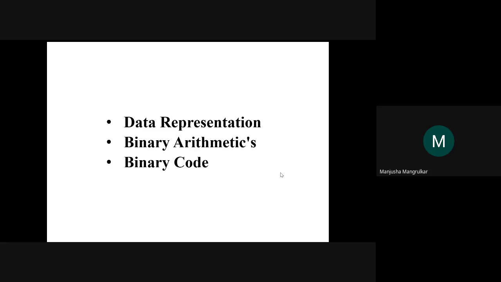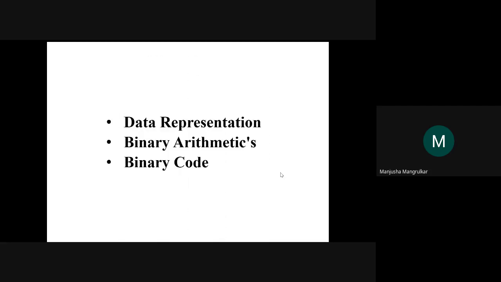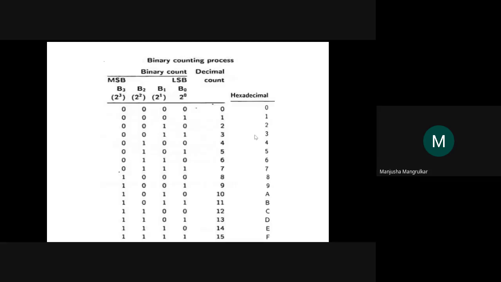Last lecture we have seen the number system: binary, decimal, hexadecimal, and octal number systems, and conversion among them. Today's lecture we are going to see data representation, binary arithmetic and binary codes. Now, we'll see how we convert a decimal number into a binary number.